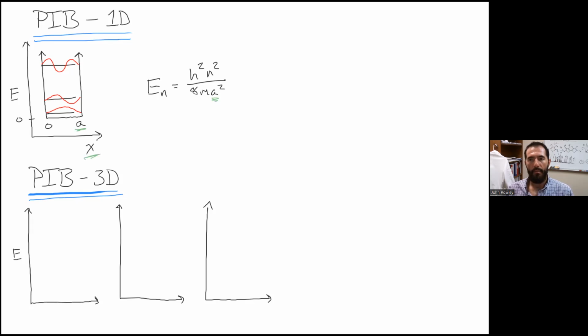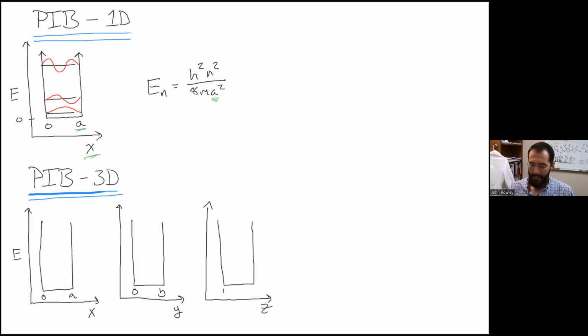When we have a particle in a 3-dimensional box, we have to consider the x, y, and z directions. So instead of a particle in the box, maybe you could think about this as a particle in a cube. So what we end up with is a potential well in x from 0 to a, a potential well in y from 0 to b, and I'm just changing the label of the box size so that we can separate x, y, and z, and then from 0 to c in the z direction.